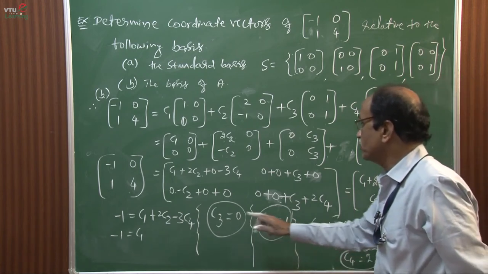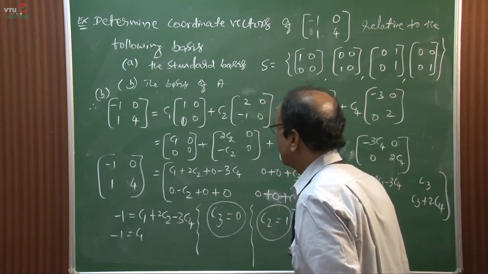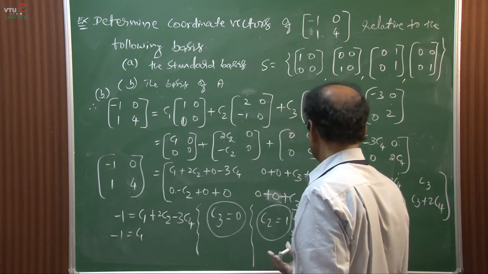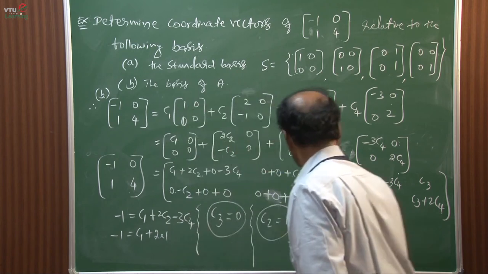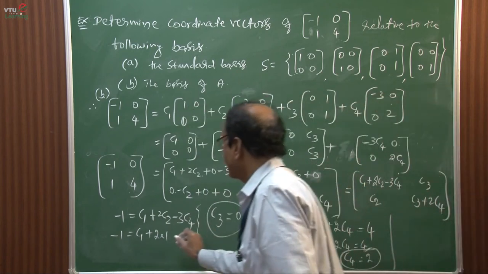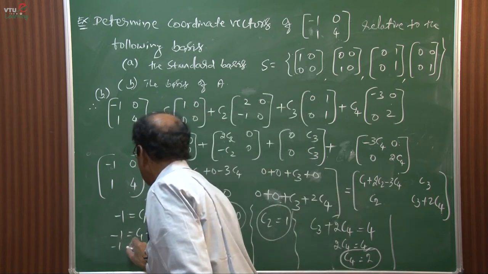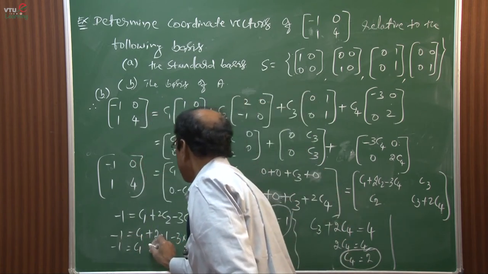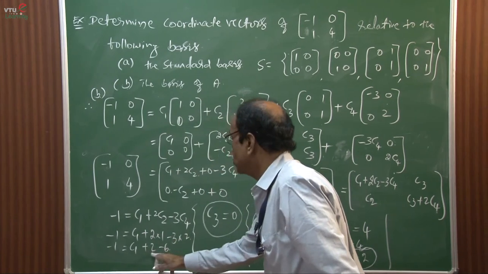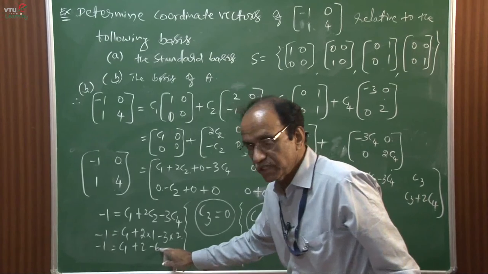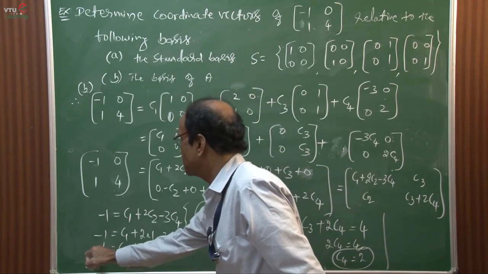C2 is over, C3 is over, C4 is over and what else? That is C1. C2 means 1, plus 2 times into 1 and minus 3 C4, that is 2 minus 3 into 2. Therefore, minus 1 is equal to C1 plus 2 minus 6. Therefore, 2 minus 6 is minus 4 here. That will be shifted to the other side. Minus 4 becomes plus 4.